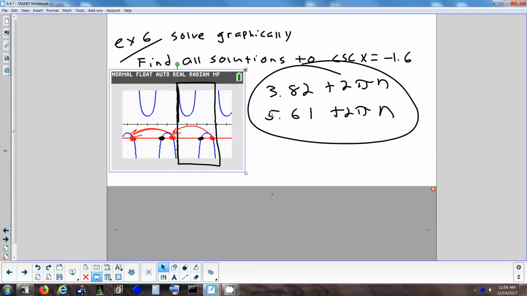So if you said to me, what's the next answer after 3.82? I would say it's 3.82 plus 1 multiple of 2 pi. What's the next answer after that? Add another multiple of 2 pi. And another, and another, and another to keep getting all the answers.